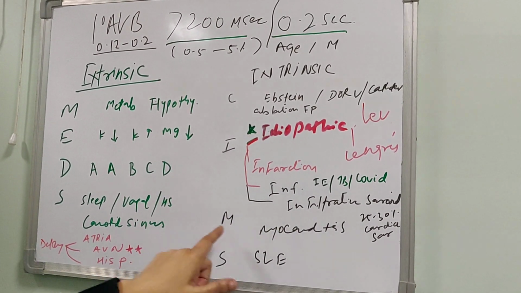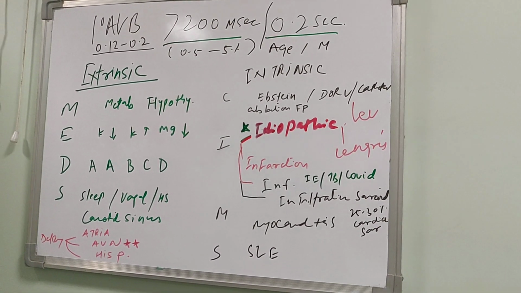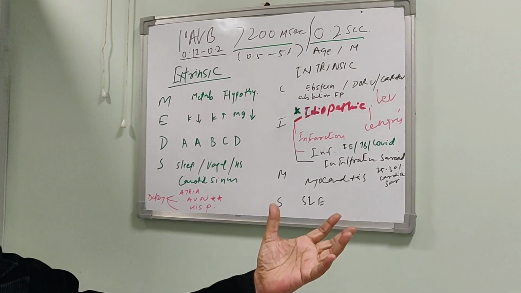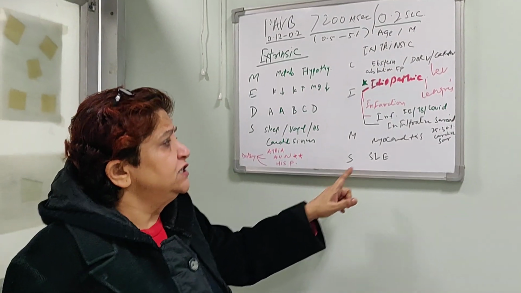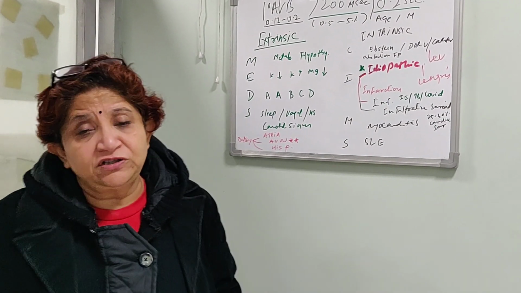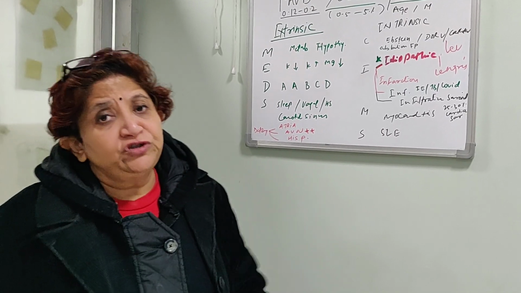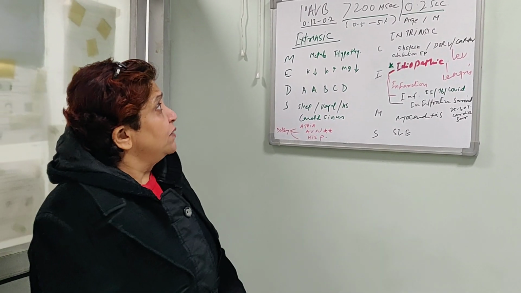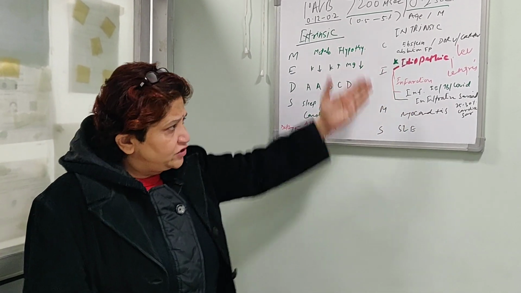Then we come to M. M is myocarditis, such as rheumatic myocarditis. If myocarditis is rheumatic, we especially see prolonged PR interval. And S is for SLE. SLE is an autoimmune disorder, and this is also associated with first degree AV block. So these are the intrinsic factors, SIMS.